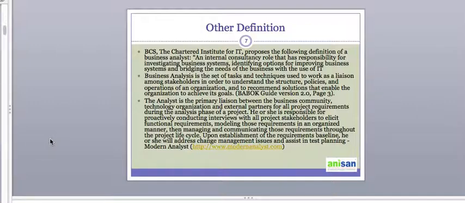And recommend a solution that enables the organization to achieve goals. An organization may have multiple goals, for example improve the operations, replace the legacy system, or implement a new regulatory requirement. So like that, you can have any of the solutions or goals that are required to be fulfilled. Then there is a modern analyst definition, which you can read. I'm not going to focus on that.